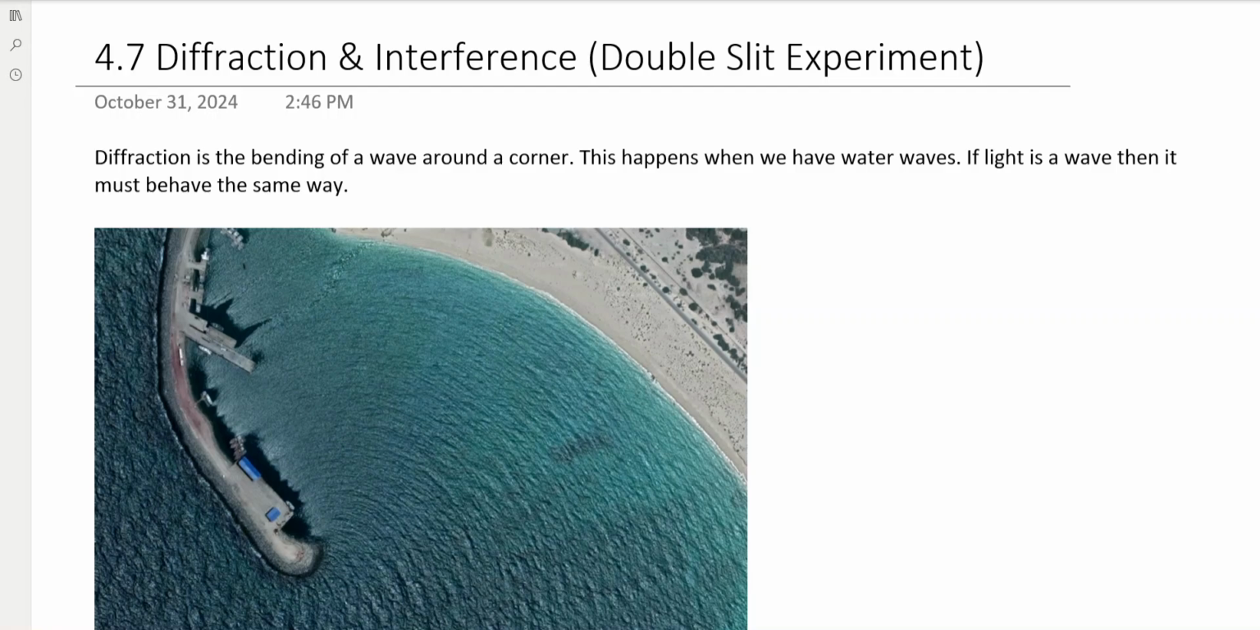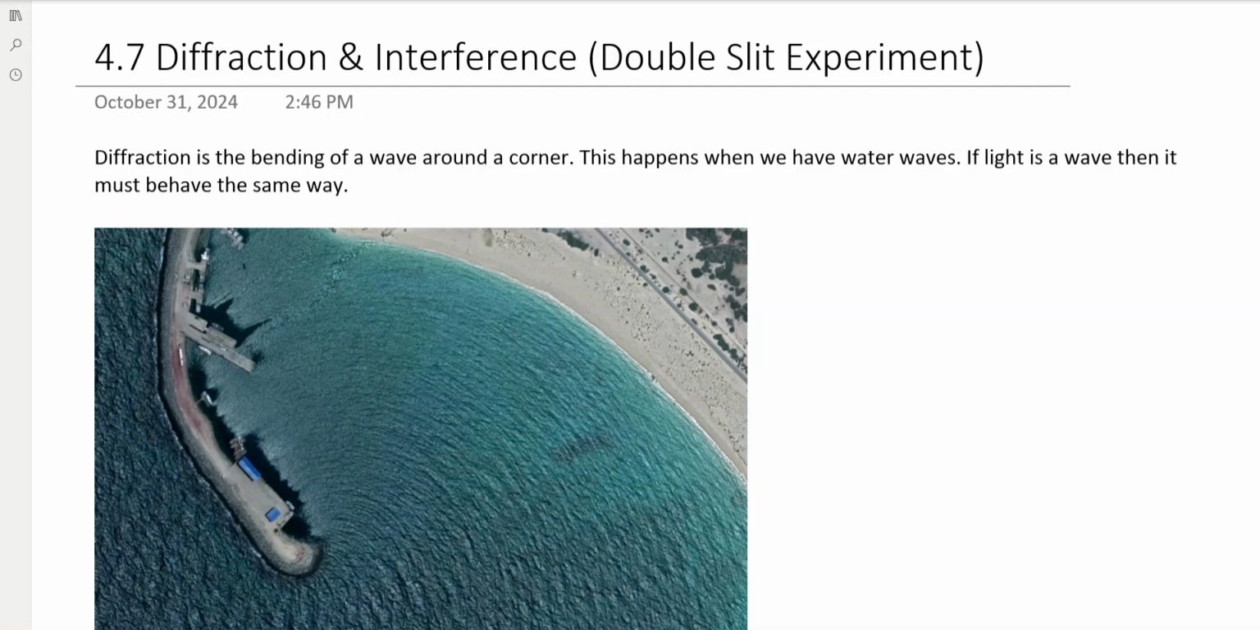Hello and welcome to my video lesson 4.7 on diffraction and interference. Eventually we're going to talk about the double slit experiment. But first, before we can do that, we have to understand diffraction and then interference, and when we put those together, that's how we get the double slit.